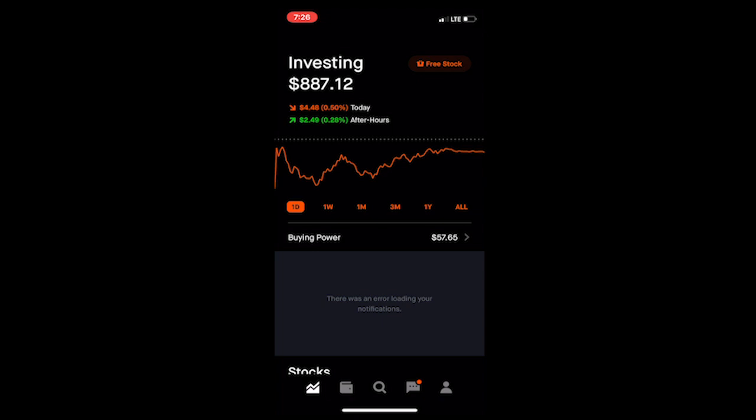So when you open up Robinhood, here's what you see. This is the amount of money that I'm currently invested in. Here's how my stocks have been performing for today. The charts can be filtered, so you can see I performed like so.